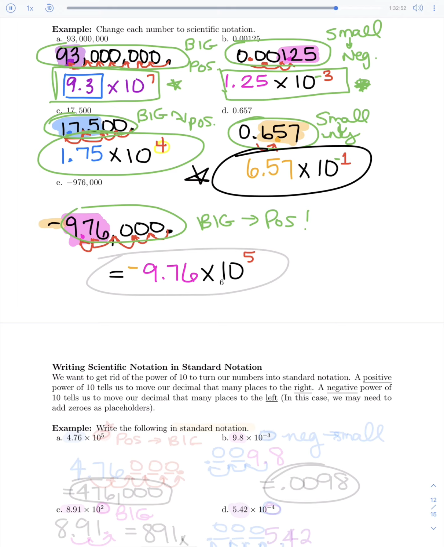So when we're talking about whether our numbers are big or small, we're not talking about positive or negative. We're talking about whether or not they're just really big numbers with lots of zeros, or if they're really small as in tiny, tiny decimals.